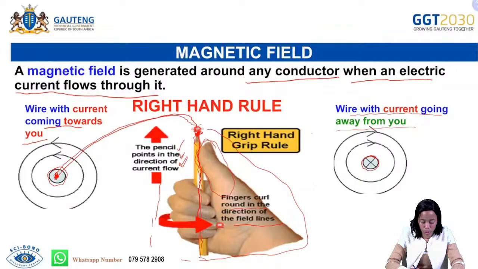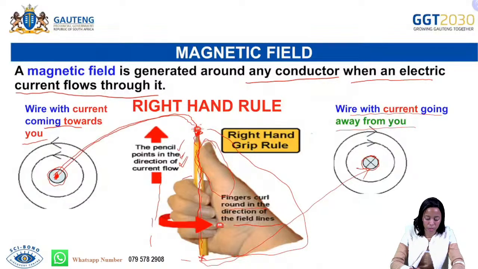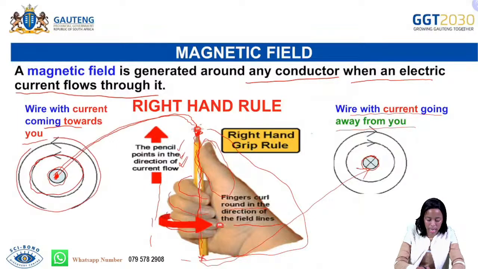And then if you look now at the back of the pencil, the back of the pencil will be represented by a cross. So when you look at a cross, the current is going away from you. And then the fingers around the conductor or the wire would be representing these lines here. And these lines are therefore the magnetic field lines.